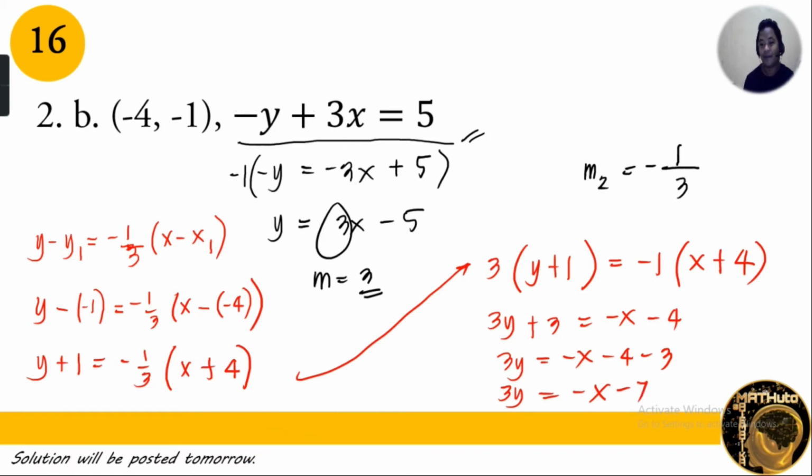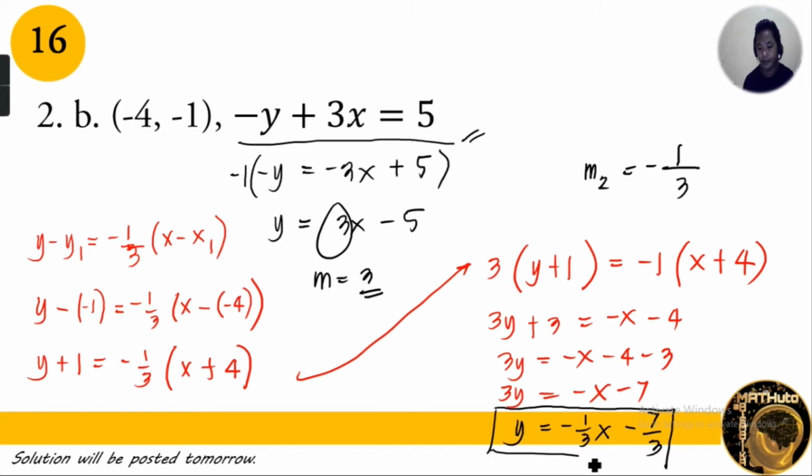So, dividing both sides by 3, kaya magiging y is equal to negative 1 over 3x minus 7 over 3 yung ating equation na po.